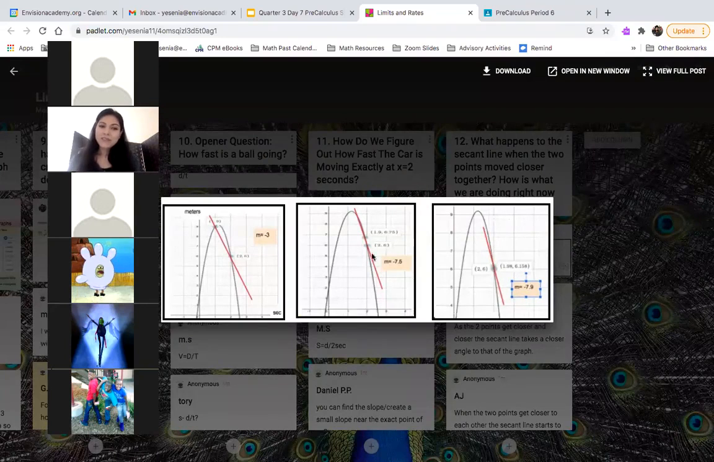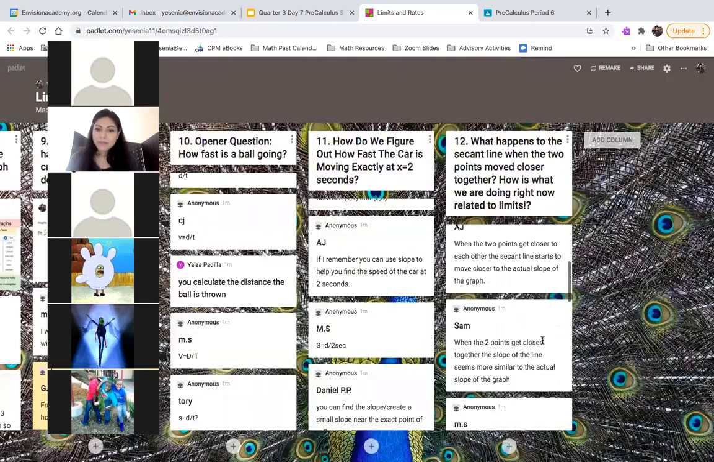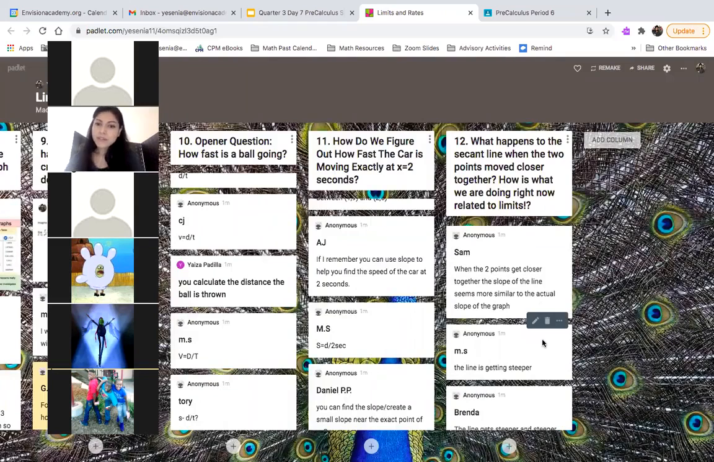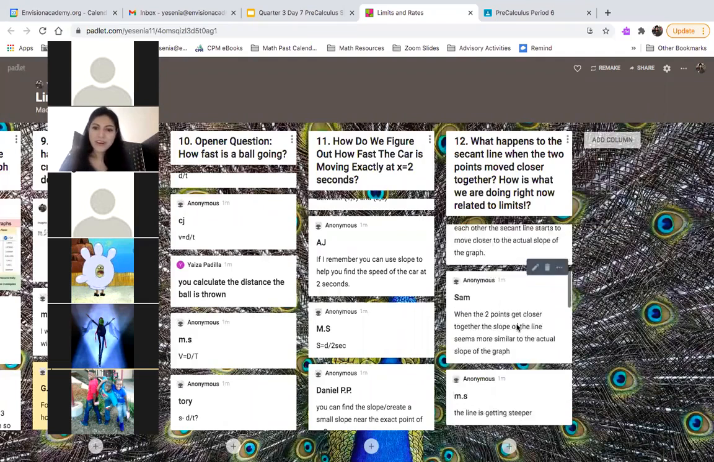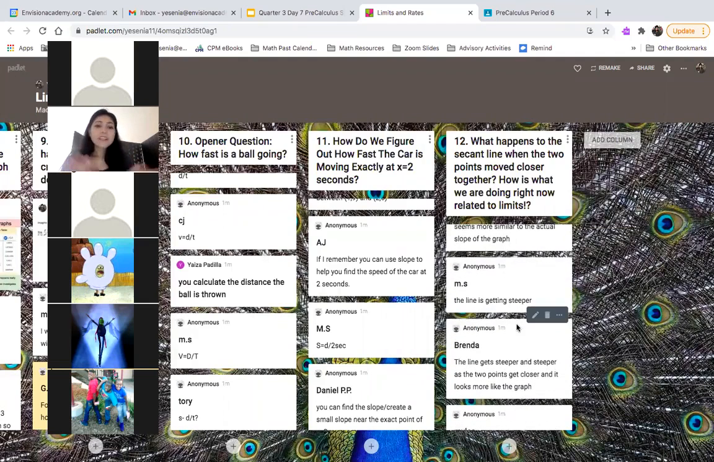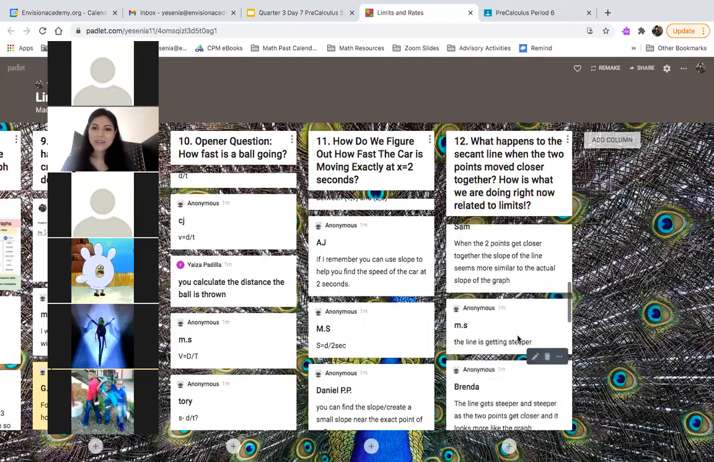As the 2 points are getting closer and closer, the line is almost becoming the exact slope of what's happening near that area of the graph. That is amazing. When the 2 points get closer together, the slope of the line seems more similar to the actual slope of the graph. Yeah, that's similar to what was said prior. I think these two are saying similar things. Amazing. The line is getting steeper. Yeah, that was mentioned, so I agree.